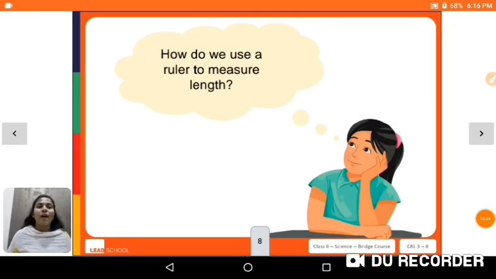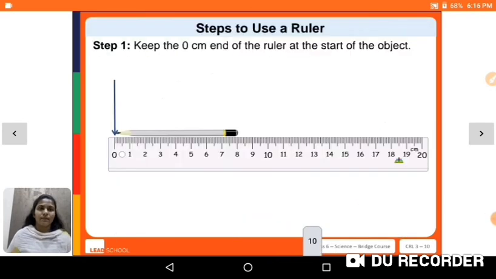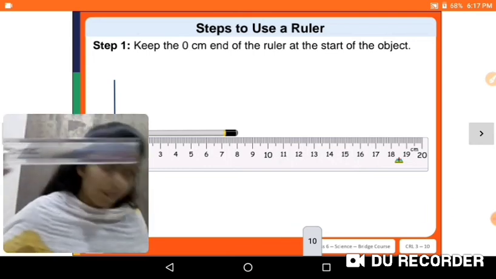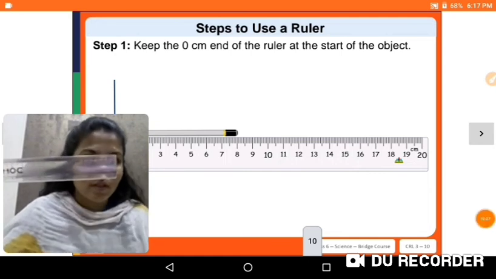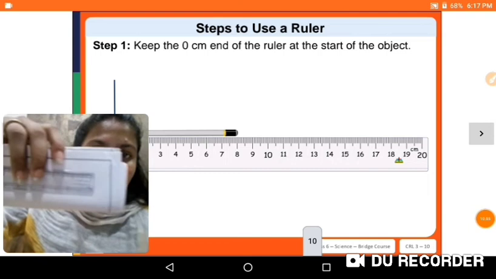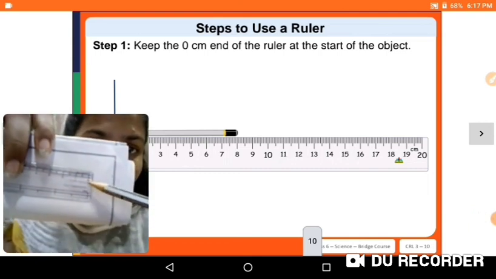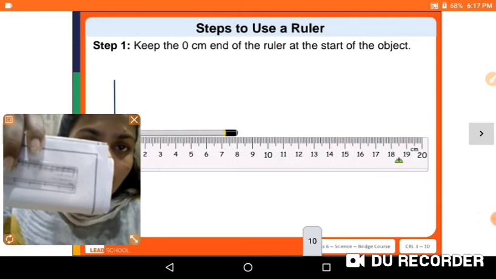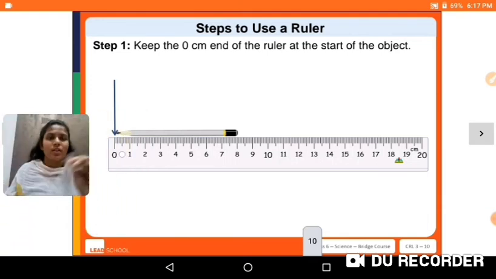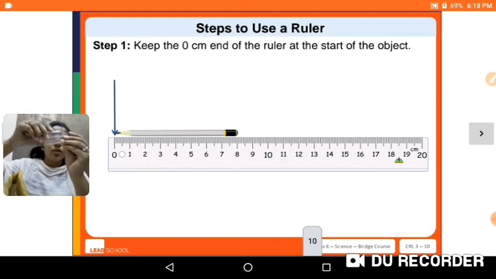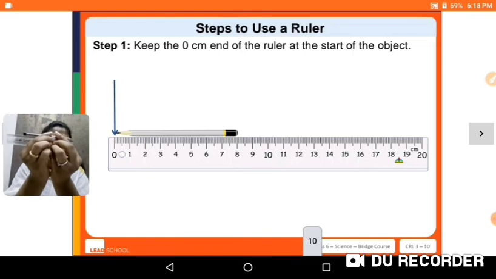So now let's learn how we use a ruler to measure a length. If this is an object, this is a pencil, and I want to measure the length of this pencil, what I will do is put the starting point or end point at the 0. As you can all see here, there is a point 0 at the start of the scale. You can see in the figure also, there is a point 0 on your scale. Put that starting point at the 0 point, as given in the figure.